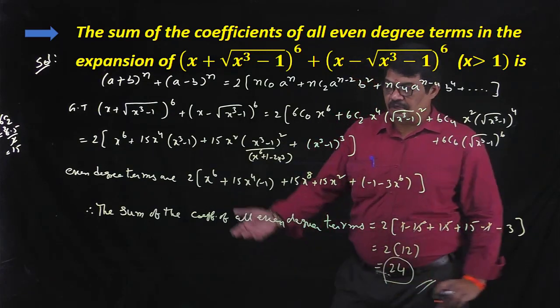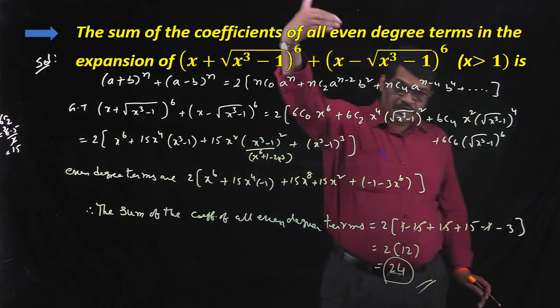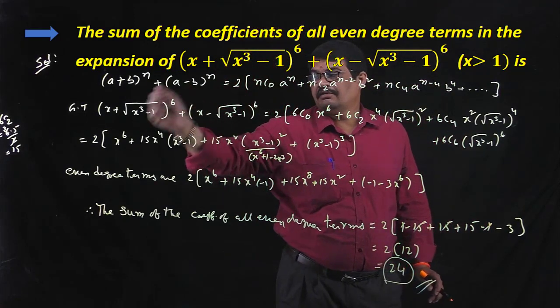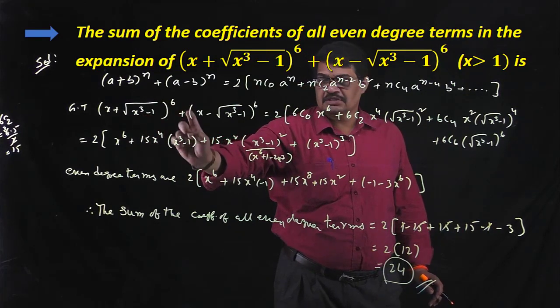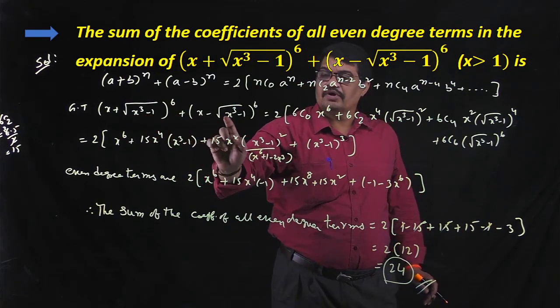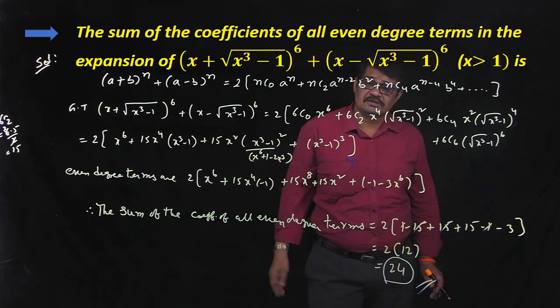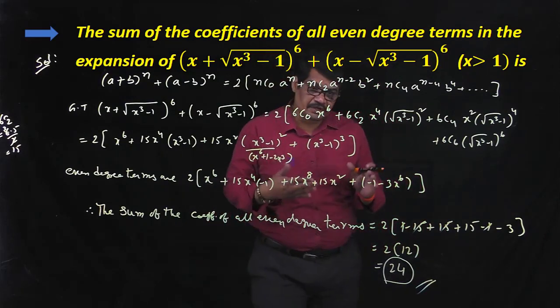Okay, the sum of the coefficients of all even degree terms in the expansion of the given expression. What is the given expression? x plus square root of x cube minus 1 whole power 6 plus x minus square root of x cube minus 1 whole power 6. In this expansion, the sum of all coefficients of all even degree terms.